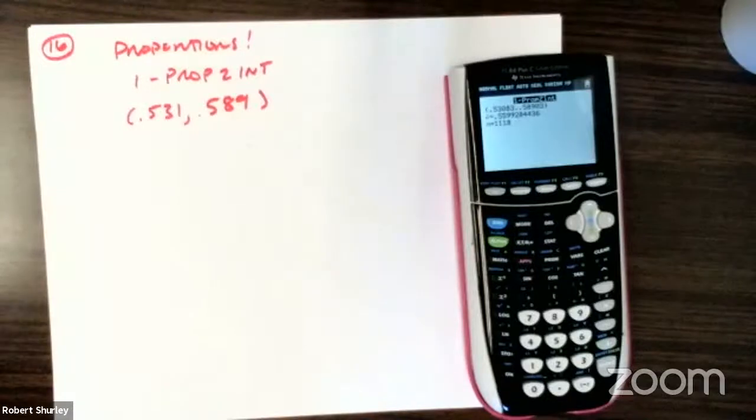Okay, so what would you have N as? Oh, N is the number that were surveyed. Remember, 1,118 were surveyed, right? Okay. Yeah. I don't know why I didn't see that.